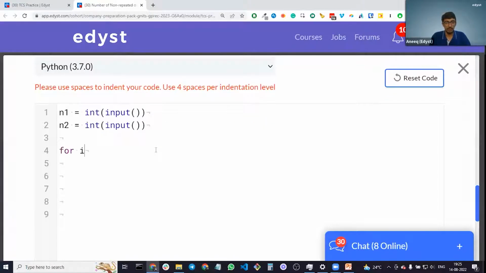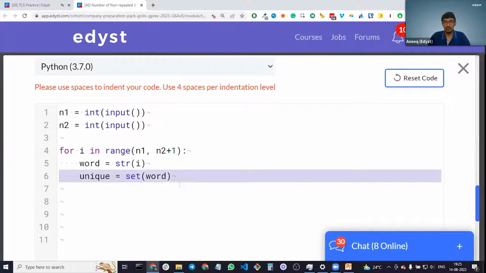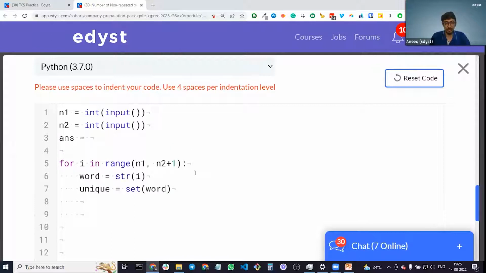All right. For i in range n1 to n2 plus 1, because I want to include n2 as well. I'll convert it to a string, so word is equal to str of i. Then unique is equal to the set of that word. And let's say answer is equal to 0. We'll keep the count as 0 initially.